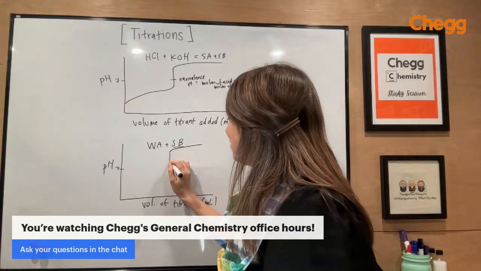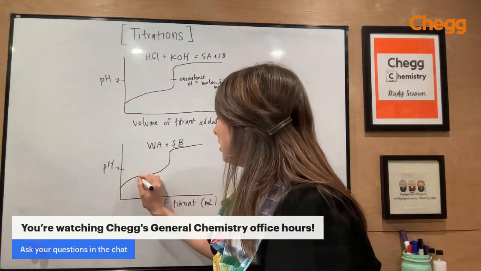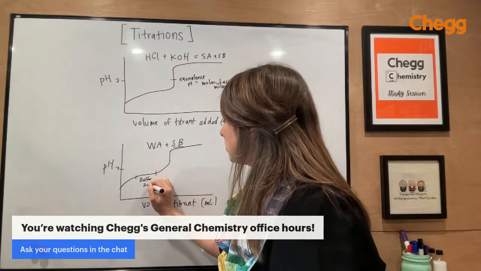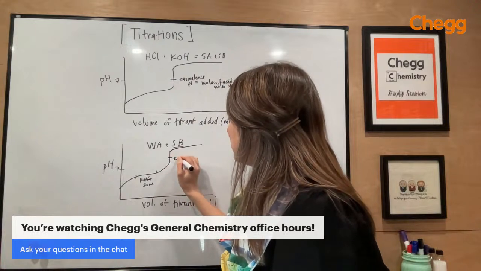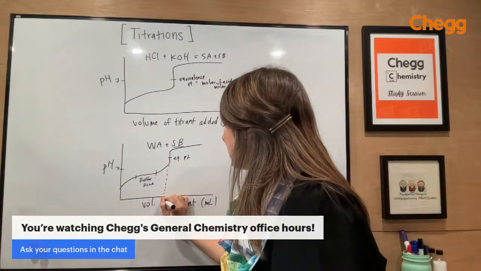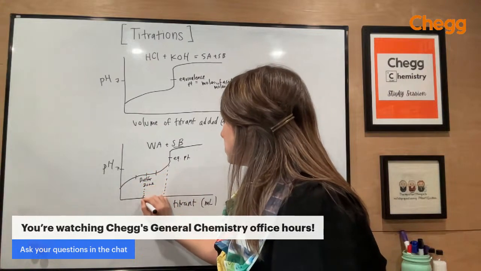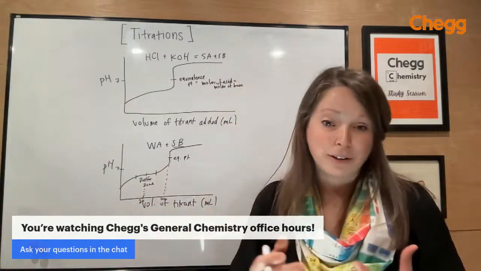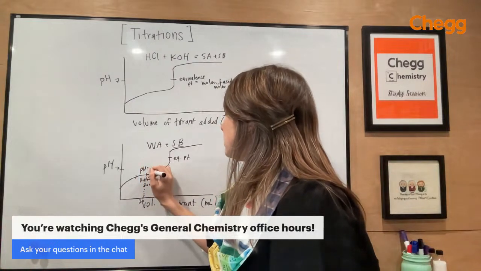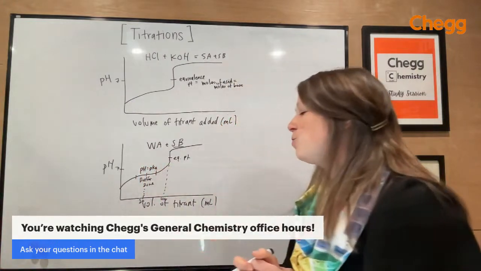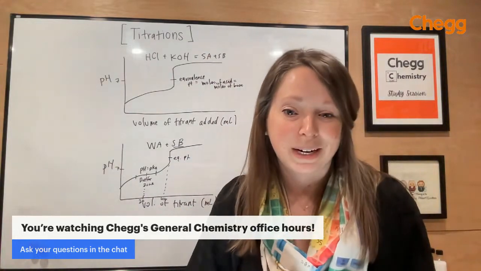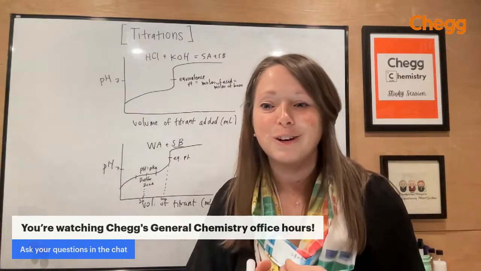What we'll also have is a portion, what we call the buffer zone. All right, so if this is my equivalence point, let's say this is at 40, we'll also have the half equivalence point. And at that half equivalence point, what is really important to remember is that the pH is equal to the pKa. And when you are asked to solve for either the pH or the pKa, just remembering that fact will help you out so much.